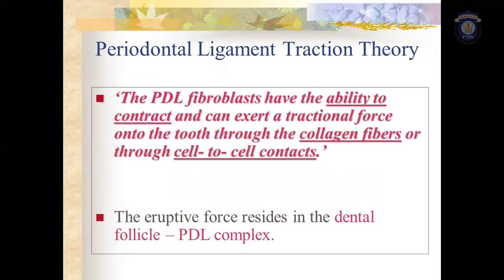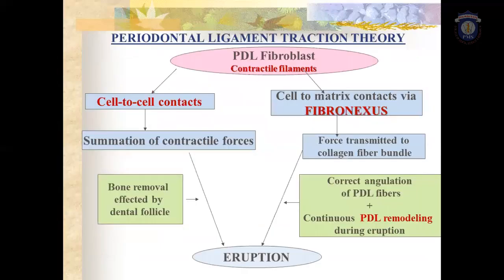Here also, the dental follicle, along with the periodontal ligament complex, has an important role. So the eruptive force is thought to reside in the dental follicle PDL complex. In a nutshell, the periodontal ligament traction theory states that the PDL fibroblasts contain contractile filaments. The periodontal ligament fibroblasts also maintain cell-to-cell contacts and cell-to-matrix contacts via the fibronexus. And the cell-to-cell contact, that is the fibroblast to fibroblast contacts, results in a summation of the contractile forces, which can result in eruption.